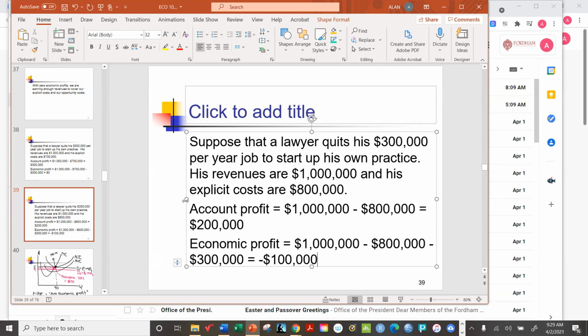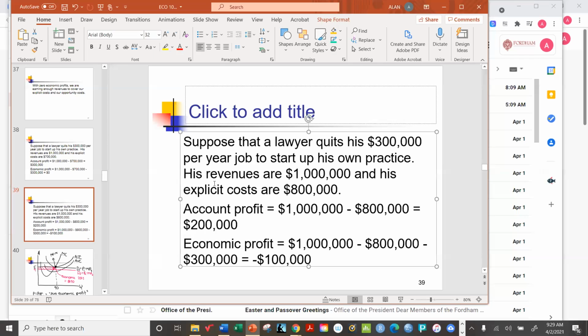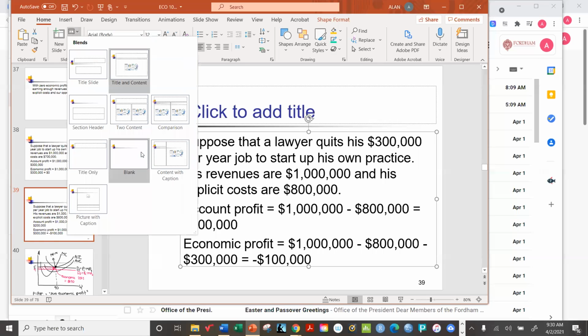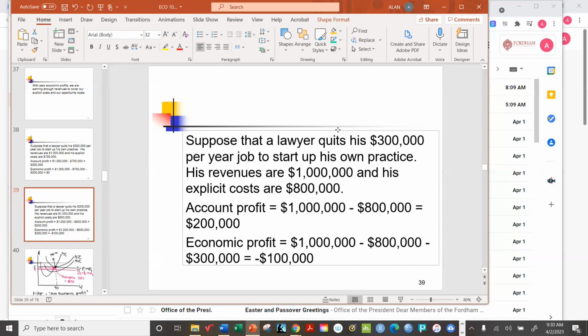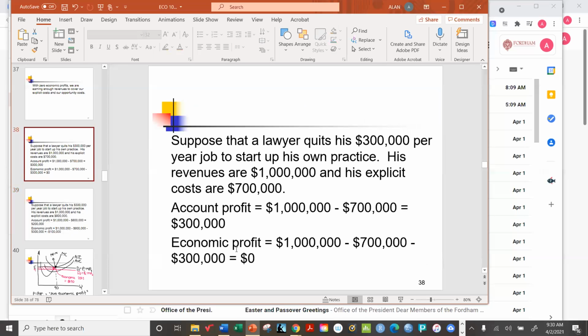And now, of course, the lawyer may say, I don't care. I like working for myself. This is fine. But we have to be aware of the fact that he is actually, in purely economic terms, worse off than he was before. And in fact, he might even think about going back to the law firm if that's all he cares about is the profits. So here, though, he's breaking even. He's got the same opportunity, same salary that he had before, and so he's happy.